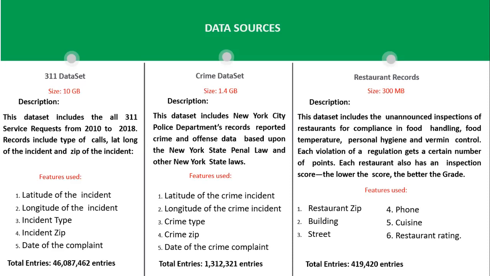They have several records, but the features that we use are the latitude and longitude, the incident type, the incident zip, and the date of the complaint for 311. For the crime data, we also have the latitude and longitude, the crime type, the crime zip code, and the date of the crime. And for restaurants, phone, cuisine, restaurant rating, building, street, and so on.